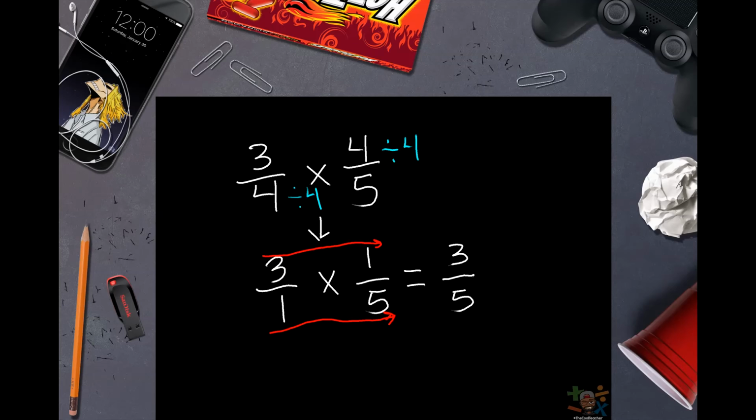So, this is how you simplify a fraction within the problem and not have to simplify afterwards. So, if you're multiplying fractions and you want to simplify within the problem and not after, this is the option that you have. Okay, so that's how you do it. Hopefully this helped you out, and I'll be back with more videos.